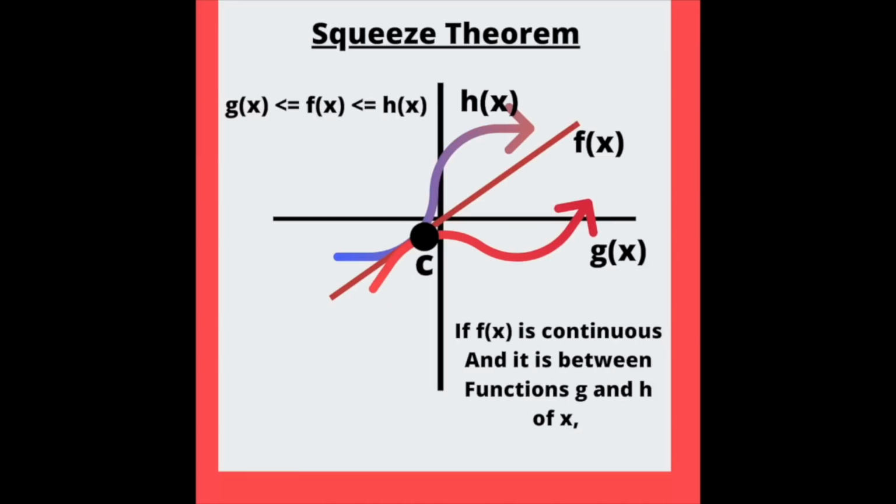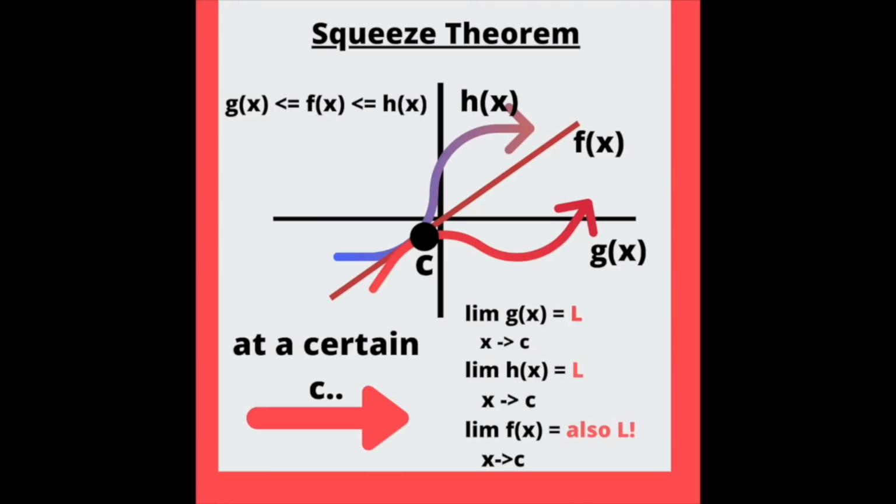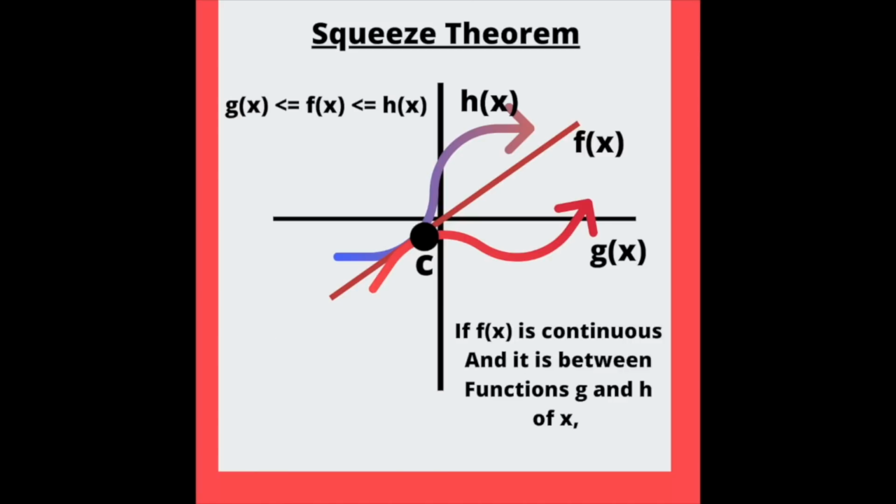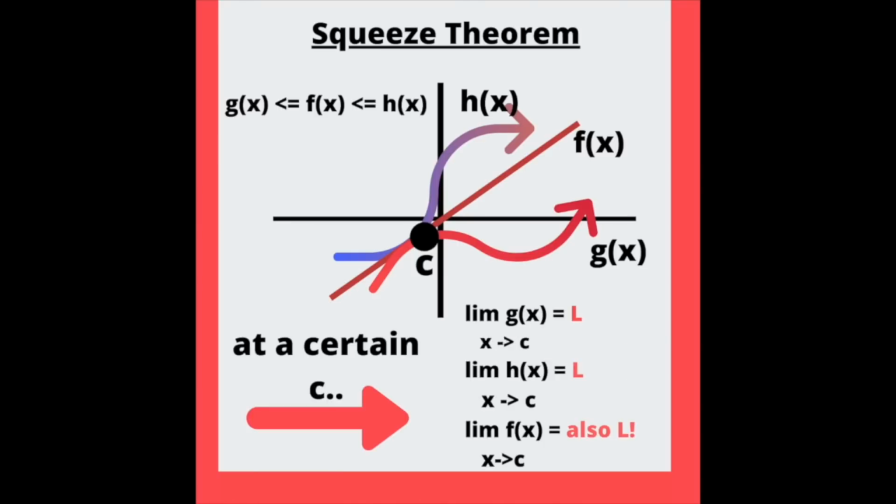If f of x is continuous and it is between functions g and h of x at a certain c, and if g of x and h of x have a limit of L, the limit of f of x is L as well.